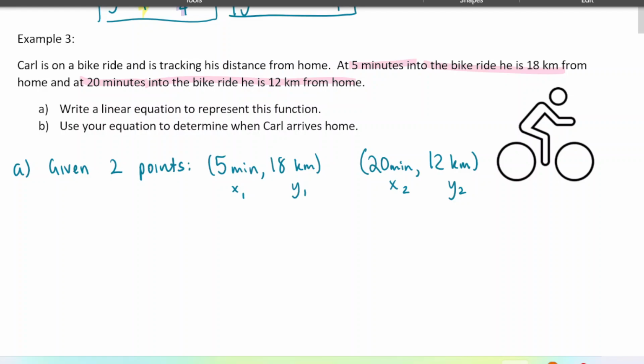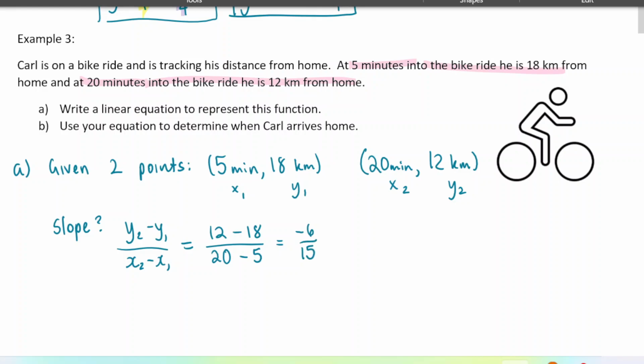Okay, if I want to make a slope point equation, I got to figure out the slope. Well, I can figure out the slope because I have an equation for that, y2 minus y1 over x2 minus x1. So I just need to figure out the change in y values divided by the change in x values. So those would be given to me here. So it would be 12 minus 18 over 20 minus 5. So 12 minus 18 is negative 6, and 20 minus 5 is 15. And I can divide those both by 3, and I get negative 2 over 5. Or you can write it as a decimal, it doesn't matter. I'll just leave it as a fraction.